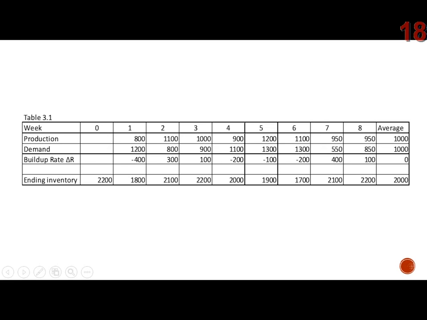Right? But our average production is 1,000 units, and our average demand is 1,000 units. So our average change is going to be 0, right? Because the difference between those two is 0. So that's telling us that we have a stable process. It may not be from one week to another, but over time it is stable.